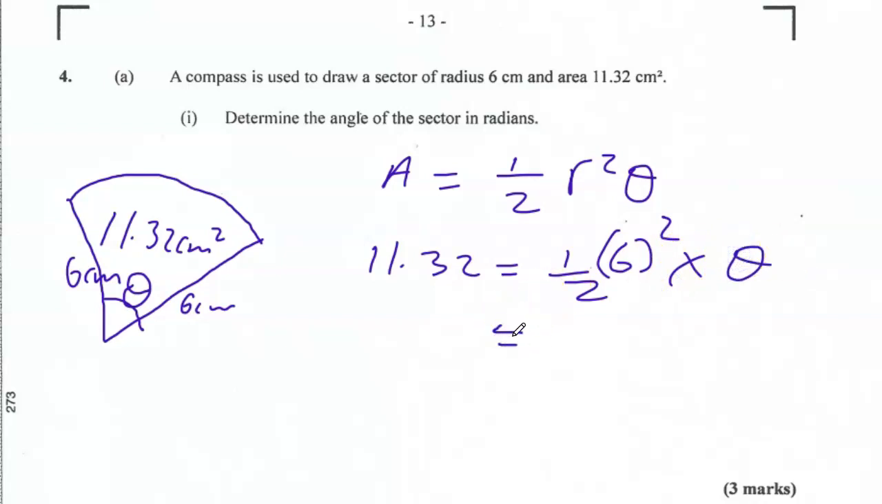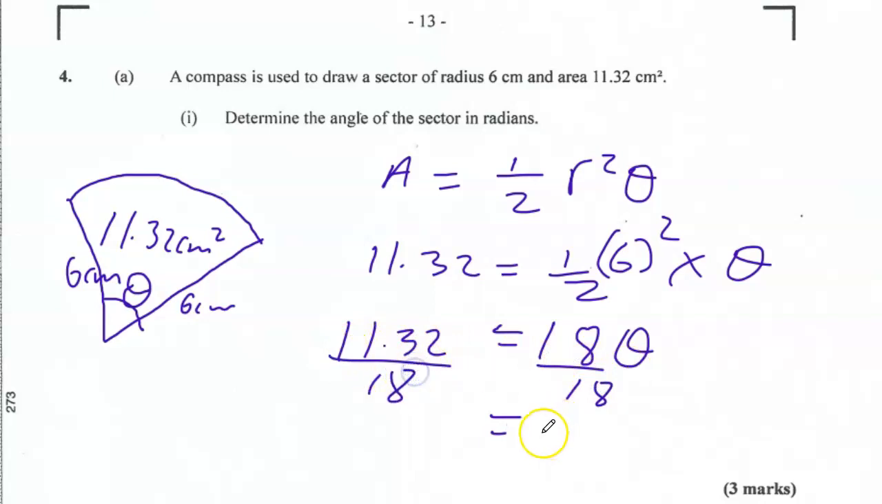So we now need to find theta. So this is 11.32, so 6 square is 36, so half of 36, that's 18, so 11.32 is equal to 18 theta, so we divide both sides by 18, so theta is equal to 0.63 radians. Let's move on.